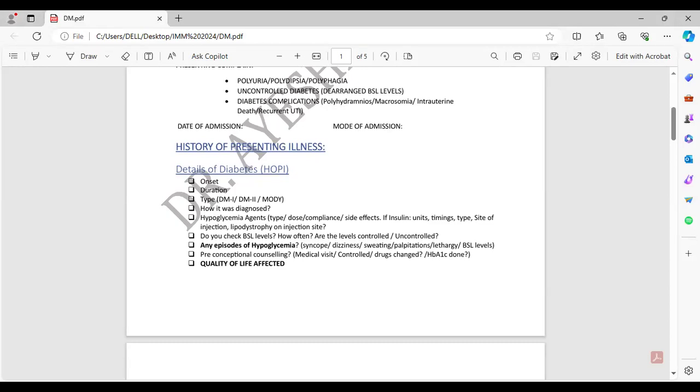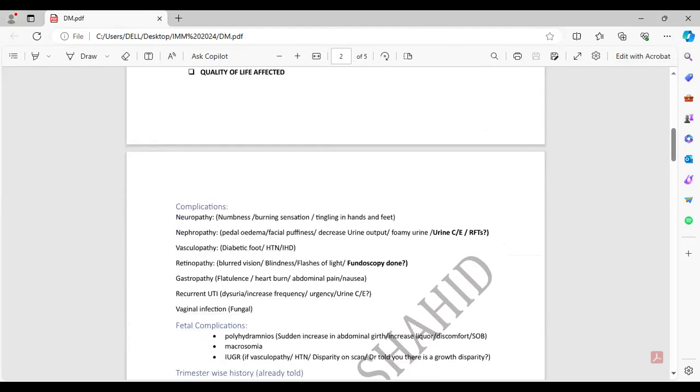Inquire whether she has undergone any preconception counseling or any medical visit to a general physician or endocrinologist to ask whether she can conceive or not, whether her diabetes was controlled before conceiving, whether her drugs have been changed by her doctor, and whether HbA1c was done in the last 3 months or not. Ask the patient how much diabetes has affected her quality of life.